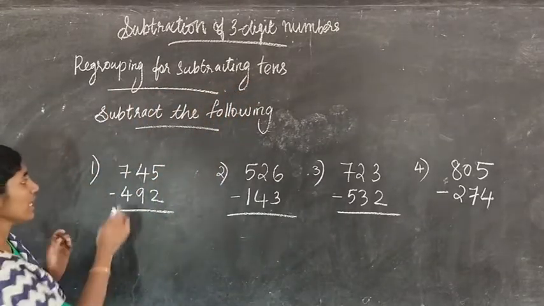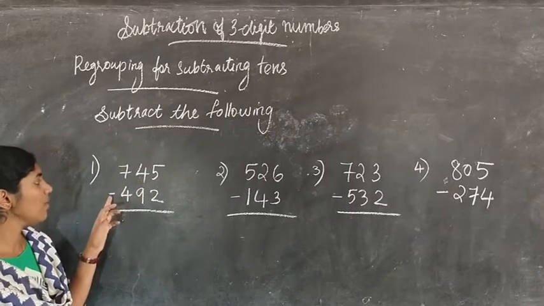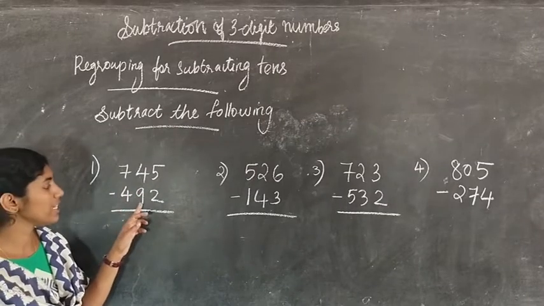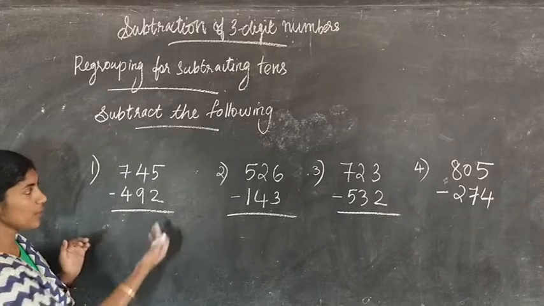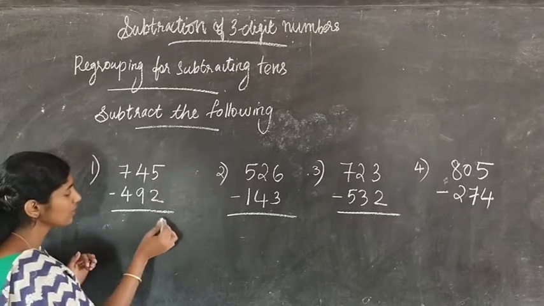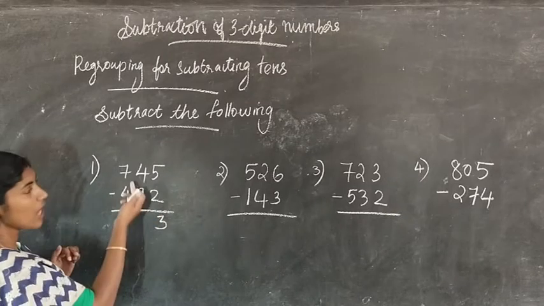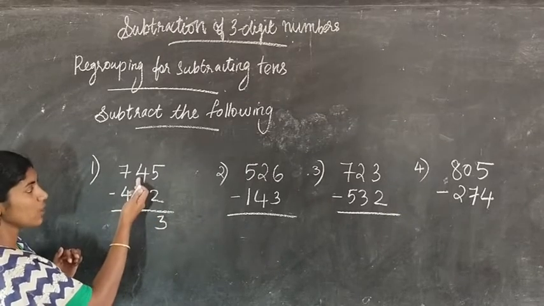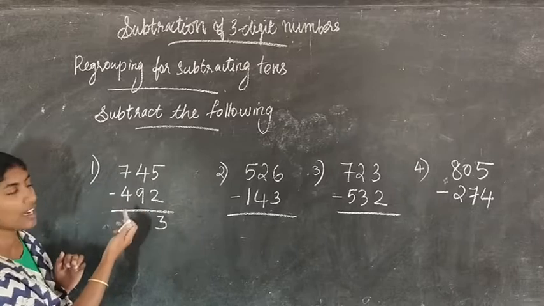Next topic, regrouping for subtracting tens. First question, 745 minus 492. So first we have to subtract the ones. That is 5 minus 2. We have 3. Then we have to subtract the tens. Here we know that 4 is less than 9. So what we have to do?